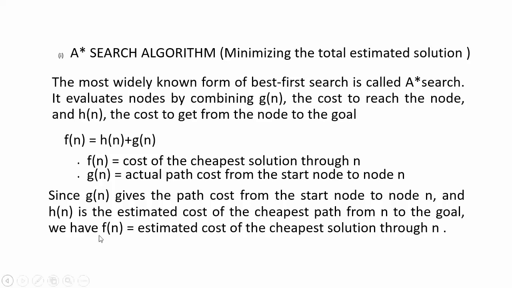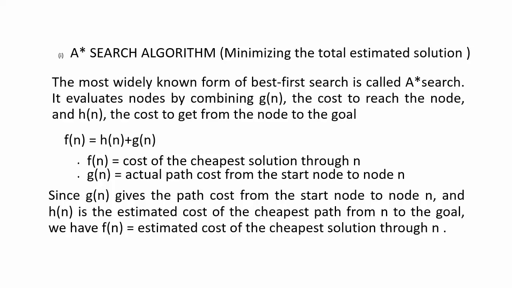What's the difference between the A star search algorithm and the greedy search algorithm? When you observe the evaluation function, in greedy best first search we consider only the h of n value, but in the A star search algorithm we consider both h of n values and g of n values. What is the h of n value? We already discussed it: it's the estimated cost value. And what's the g of n value? It's the actual path cost from the start node to the node n where we are traversing.